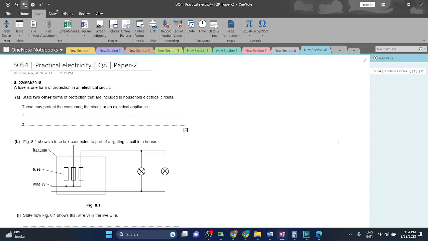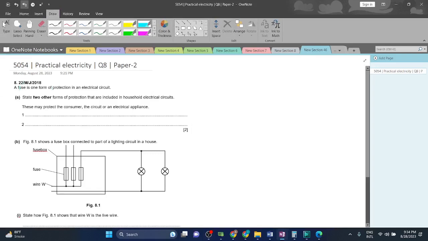Let's start. Question 8. A fuse is one form of protection in an electrical circuit. State two other forms of protections that are included in household electrical circuits. These may protect the consumer, the circuit, or an appliance, electrical appliance.